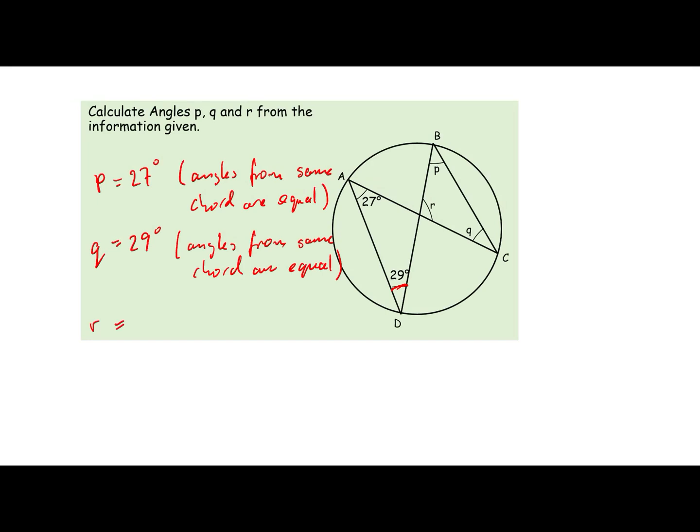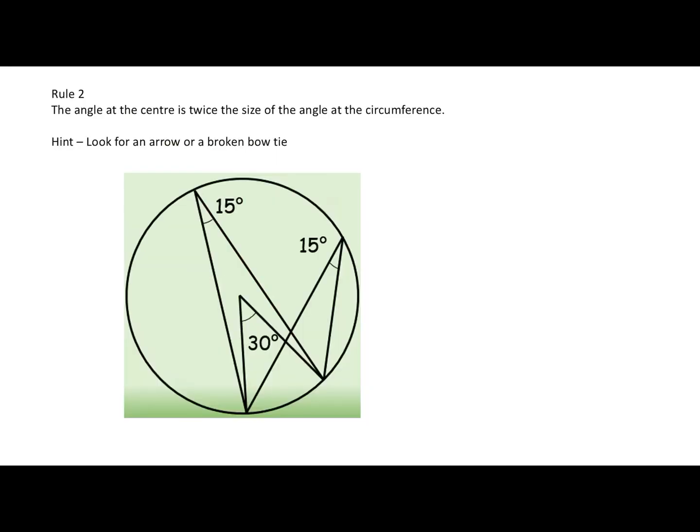Now, what's R? Hopefully that's very easy for you because you know it's a triangle. The sum of interior angles in a triangle is equal to 180, so it's just going to be 180 minus 27 minus 29. So R must be 124 degrees because the sum of interior angles of a triangle is 180 degrees. Don't forget the normal rules of angles that will come into play to help you. That's the first rule of circle theorems that you need to know.